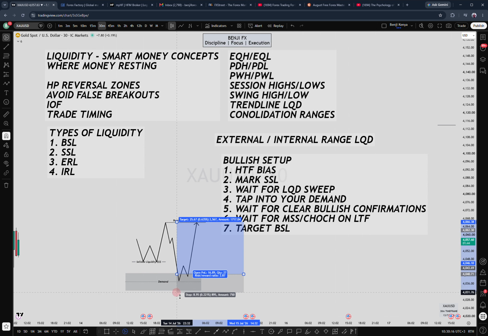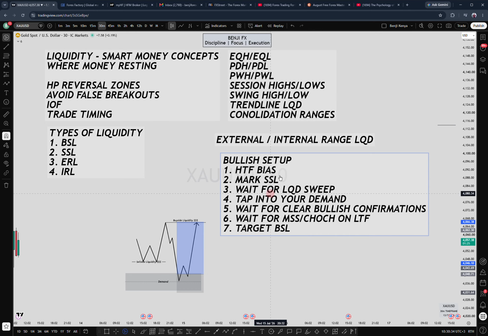Stop loss has to be below our demand level, and we're always going to probably have a good 1 to 2, 1 to 3, or even 1 to 4 R. So this is for a bullish market. For the bearish market, it's the opposite. Identify higher time frame bias, be it bearish. Mark now.